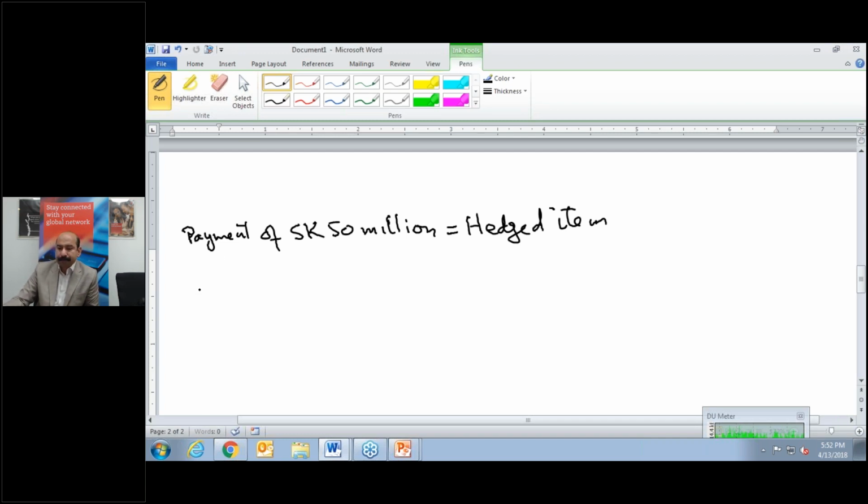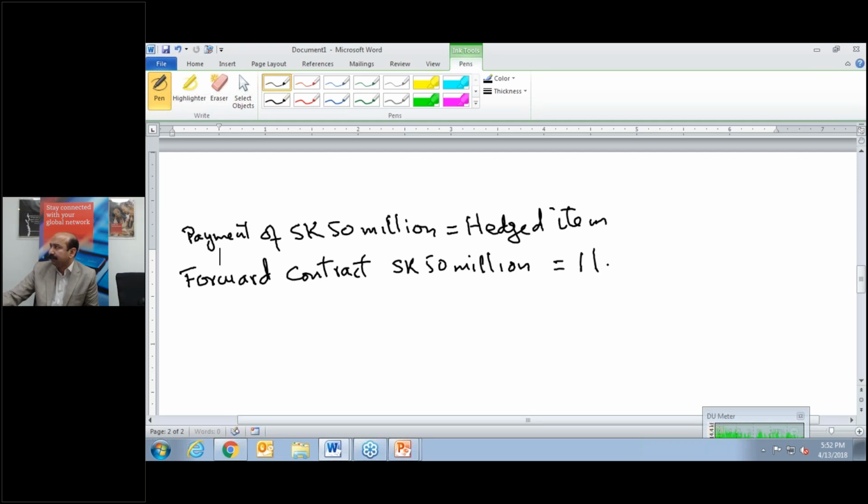And we used the forward contract for this 50 million, SK 50 million forward contract. So this is our hedging instrument.